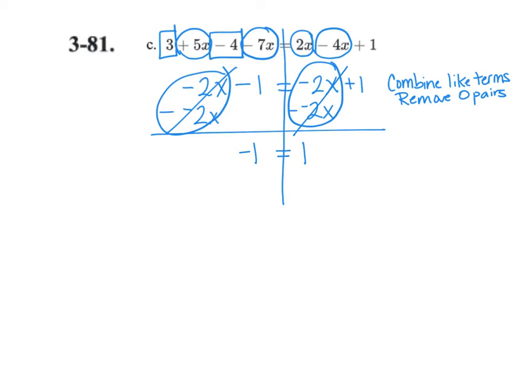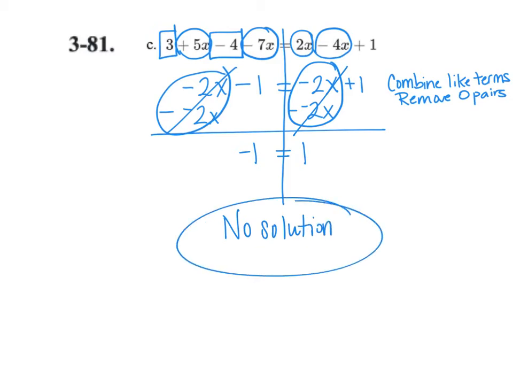This is either there is no solution to the equation or all real numbers are the solution. Now look at what we're left with here. We're left with negative 1 equals positive 1. Well, that is a false statement. Negative 1 does not equal 1. Therefore, we say that there is no solution to this equation. In other words, there is no number that you can put in for x up here where the left side would equal the right side. It's just not possible. There is no solution to 381c.